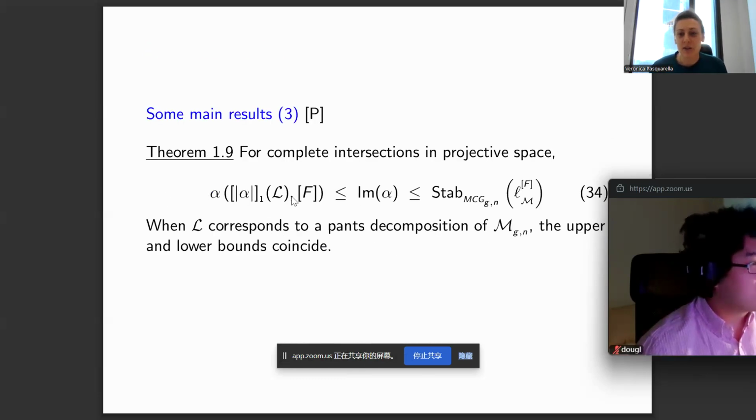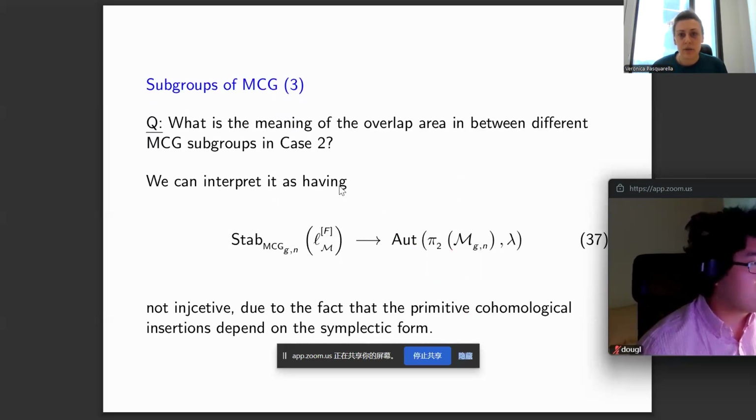So I will just state this last thing, which is the upper and lower bound on the image of the map that goes from the fundamental group of the manifold to the stabilizer of the mapping class group itself. It has a lower bound when you account for having complete intersections in projective space. So essentially, primitive cohomologies introduce a lower bound on the image of this map, and this is one of the major results of my work. These are just extra things.